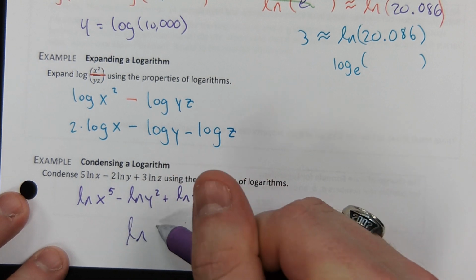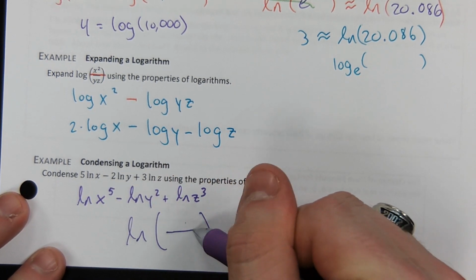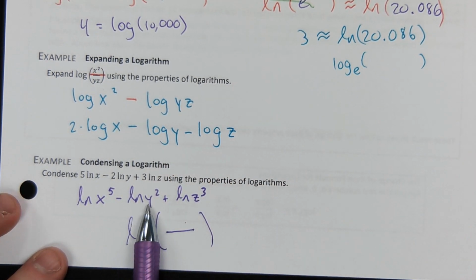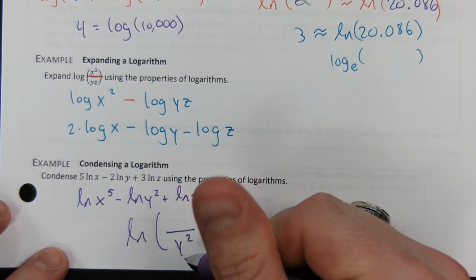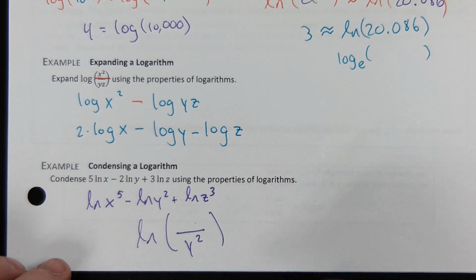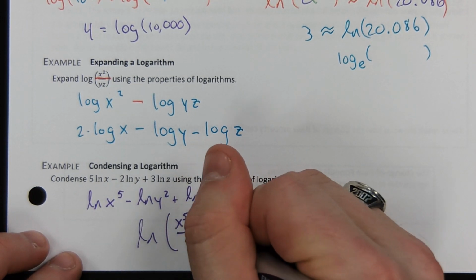So there's a single logarithm now, fraction bar. The only thing that goes in the denominator is y squared, because this was the only negative logarithm. The other two things belong in the numerator with multiplication between them.